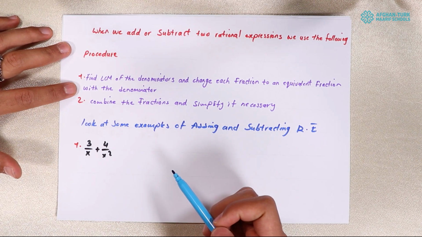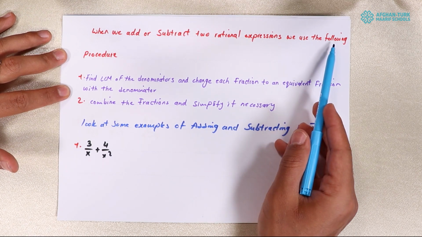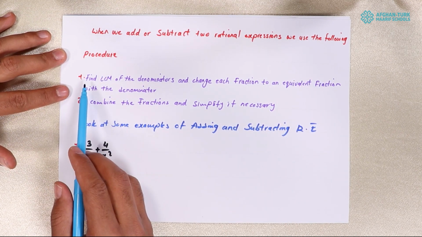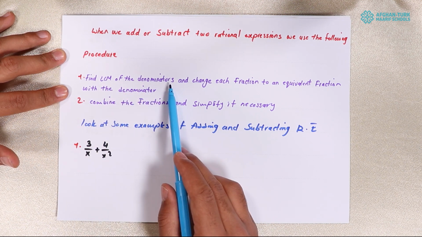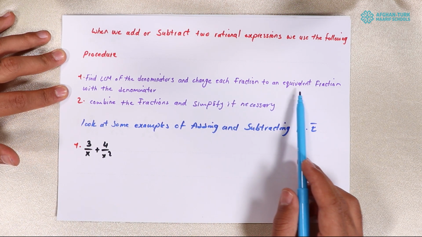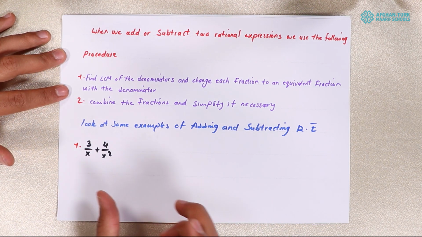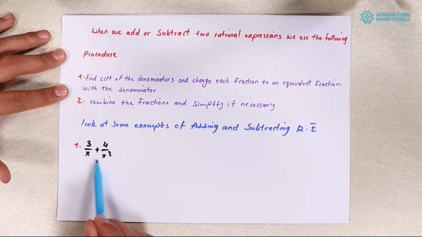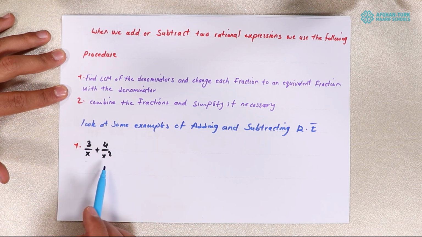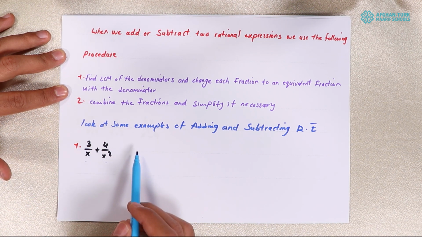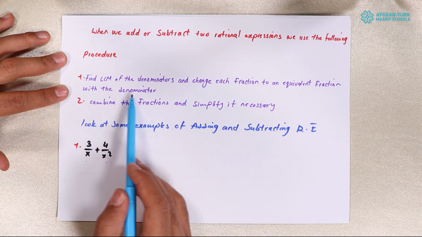And also we have another solution. When we add or subtract two rational expressions, we use the following procedure. First, find the least common multiple of the denominators and change each fraction to an equivalent fraction with that denominator. It means first you have to find the LCM of the denominators. And why are we changing to equivalent fractions with the same denominator?